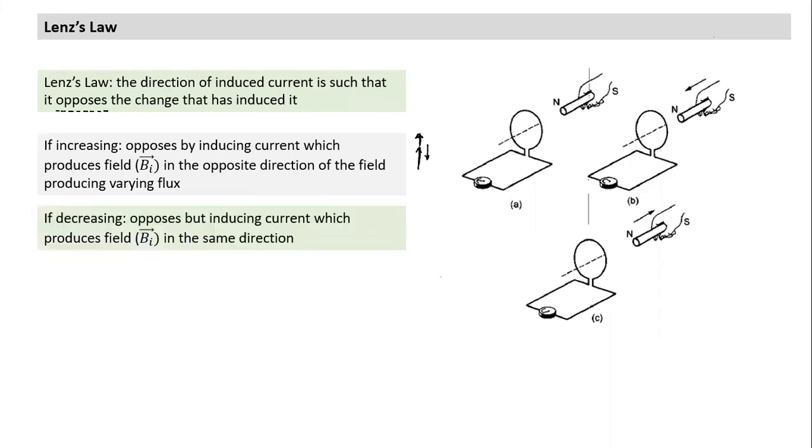So it is opposing the increase by creating something in the opposite sense, which makes common sense. And similarly, the other way around, if flux is decreasing, it opposes by inducing a current which produces a field in the same direction. Let's see how we apply these two statements in a simple example.